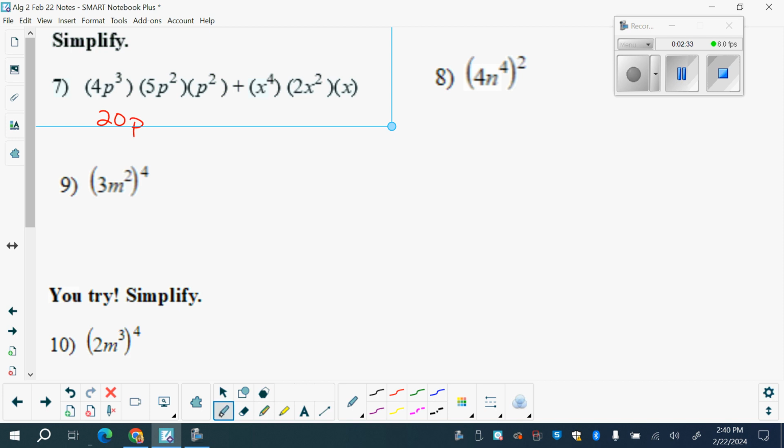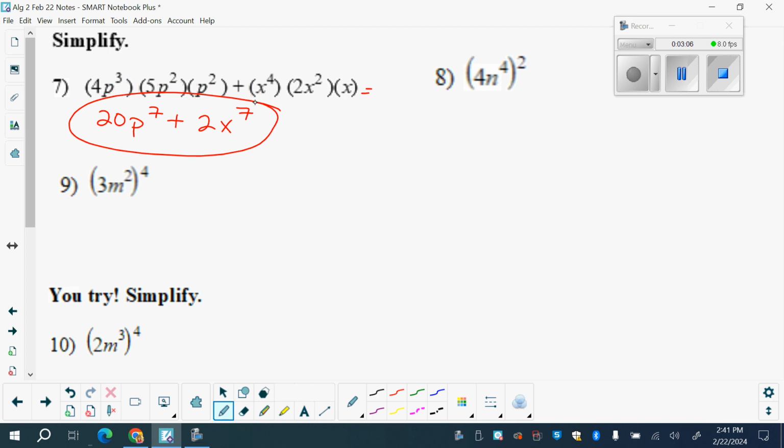And then how many p's do we have? So this is p to the 3rd, p squared, p squared. Yes, that's going to be 7. So we're adding those exponents, 20p to the 7th. Plus, and then we have to multiply these next. This gives us 2x to the 7th. Can we add these together? No, those variables are not the same.